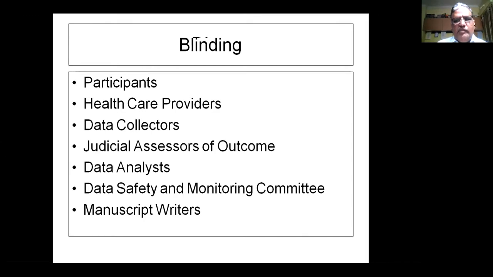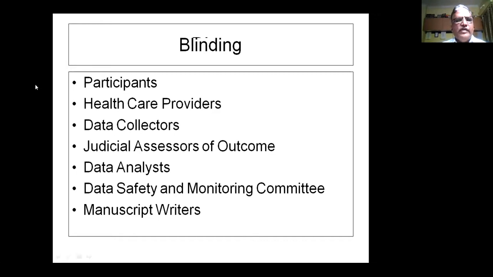Similarly, the data safety monitoring committee, if it is a large study and you are planning an interim analysis, and then write the manuscript in a blinded manner, assuming A and B as 2 different things. And then once it is unblinded, then accept the manuscript.